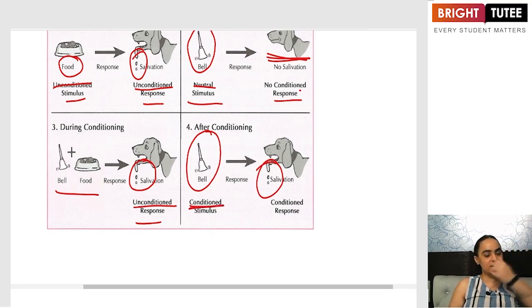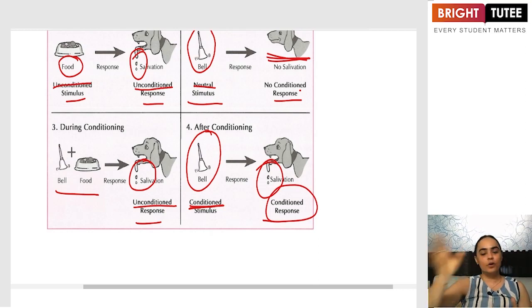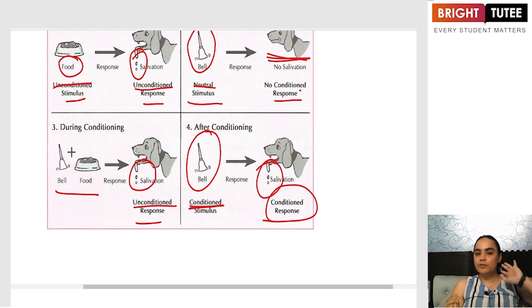What is the conditioned stimulus? Just the ringing of the bell. And what is the conditioned response? The salivation. So, before conditioning, food was offered to the dog and the dog salivated. Offering the food was the unconditioned stimulus and the salivation of the dog was the unconditioned response, because obviously there was no conditioning applied. Again, the ringing of the bell was neutral because the dog did not react, did not salivate, showed no response at all.